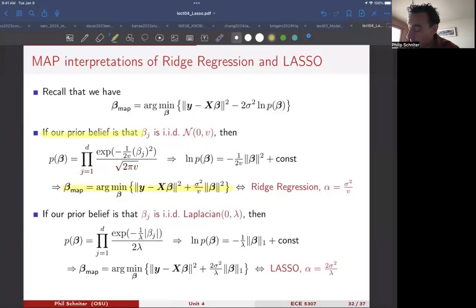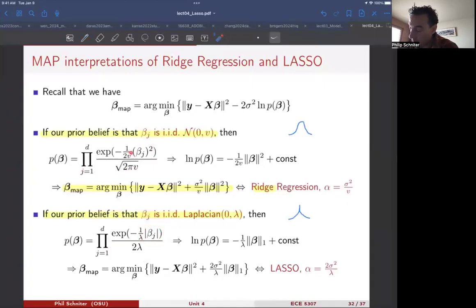Okay, so that's what we see. If our prior belief is Gaussian, we get Ridge. On the other hand, if our prior belief is Laplacian: if Gaussian looks like a bell curve, Laplacian is peaked like that. And its equation is quite similar to Gaussian, except we take this square and replace it with an absolute value.